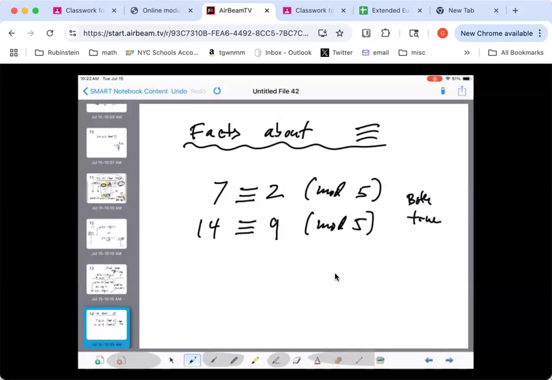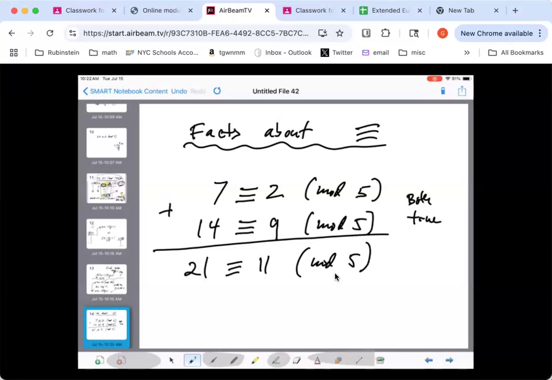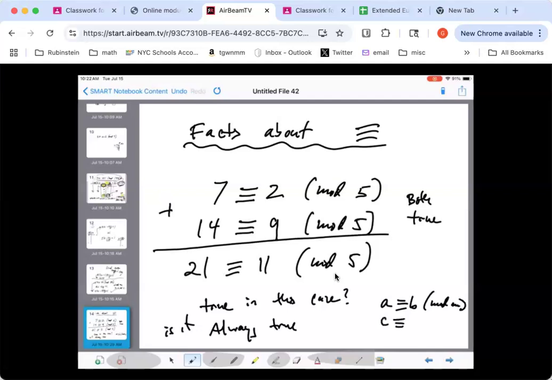Here's my question for you. Do you think it will still be true if I add these together, but keep it as mod 5? Is it true in this case? And do you think it's always true? Like if I add things in that way, is it always true that you can just basically add, let's say, A is congruent to B mod M, C is congruent to D mod M? Do you think we could just also say it's definitely also true?